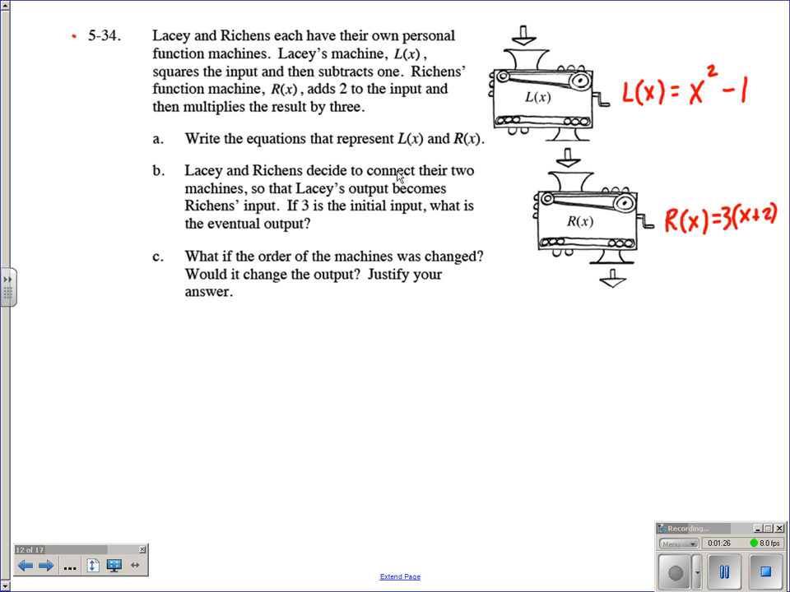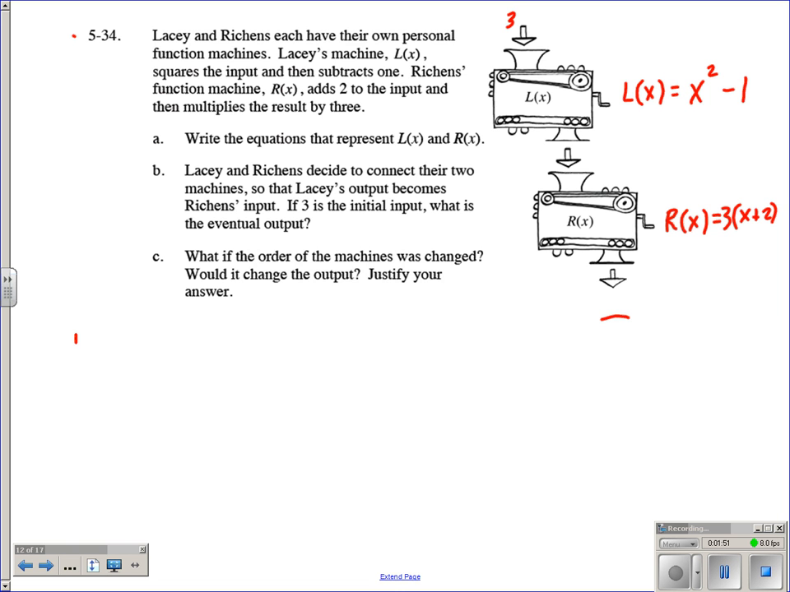Lacey and Richens decide to connect their two machines so that Lacey's output becomes Richens' input. If 3 is the initial input, what is the eventual output? That means if we take 3 and we plug it into the machine here, we take that output and it falls into Richens' machine there, they want to know what is the final output going to be. So to do that, we're going to have to plug in our 3 into this function first.